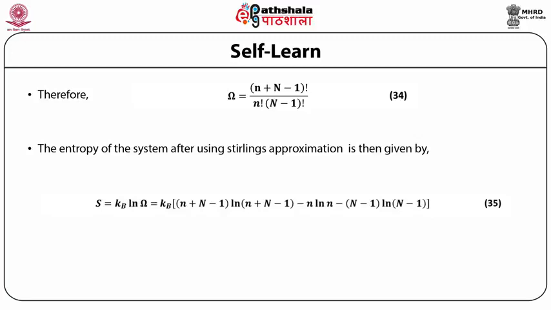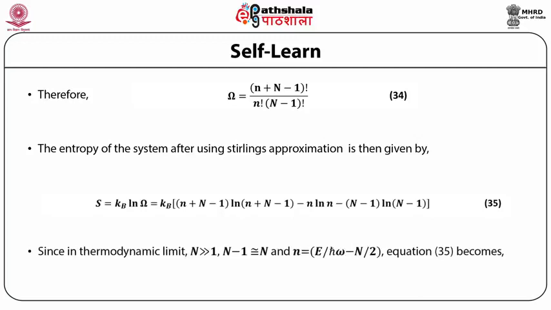The entropy of the system after using Stirling's approximation is then given by S is equal to k_B log of omega, which is equal to k_B multiplied by [(n plus N minus 1) log of (n plus N minus 1) minus n log of n minus (N minus 1) log of (N minus 1)]. Since in the thermodynamic limit N is very much greater than 1, N minus 1 is approximately equal to N, and small n is equal to E upon h bar omega minus N upon 2.